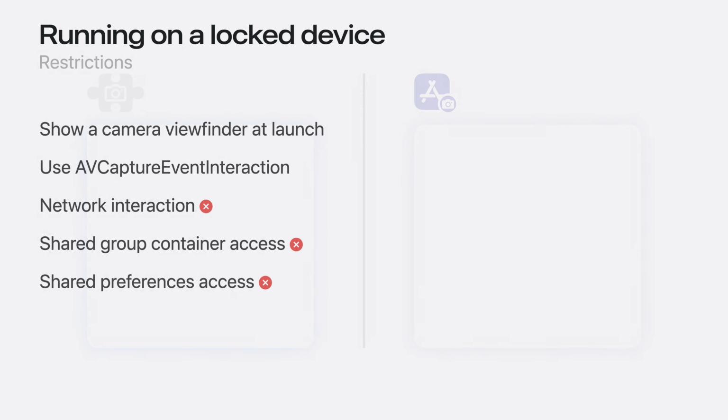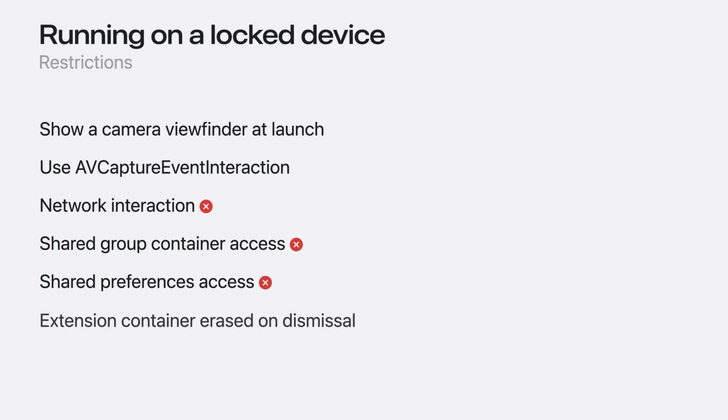To reiterate, someone can dismiss your extension at any time, and when that happens, only contents in the session content directory will be copied to your application's container. You will not be able to access the container contents from a previous launch of the extension on the next launch of the extension, as data in the extension's container will be erased.